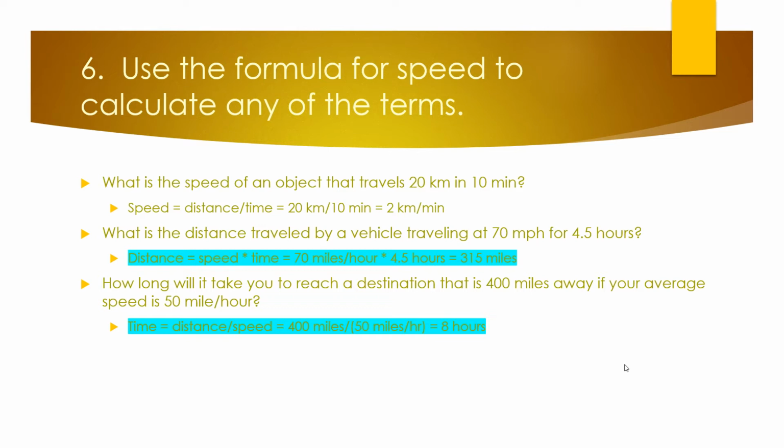Second example, what is the distance traveled by a vehicle traveling at 70 miles per hour for 4.5 hours? Distance equals speed times time. So 70 miles per hour times 4.5 hours, and you get 315 miles.